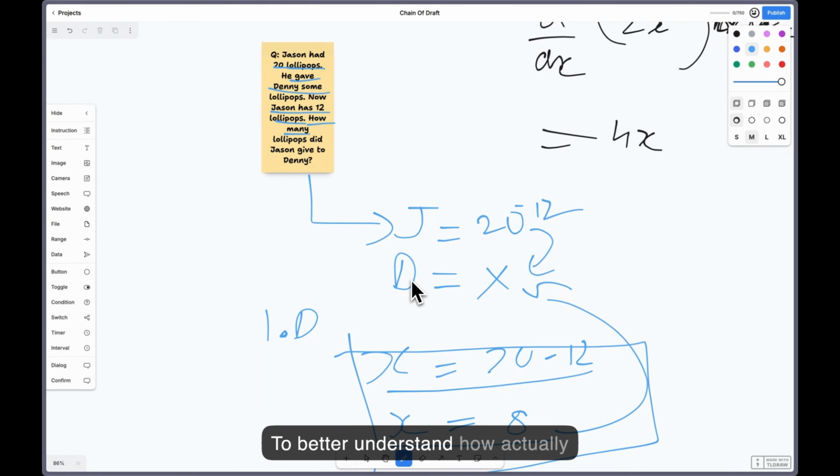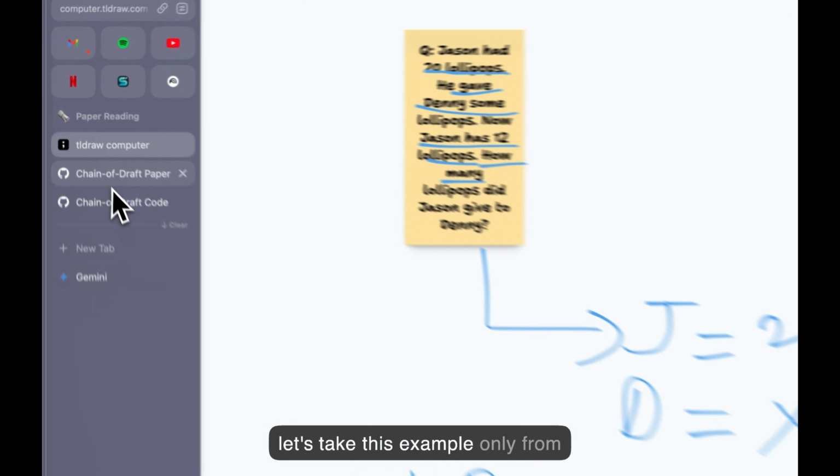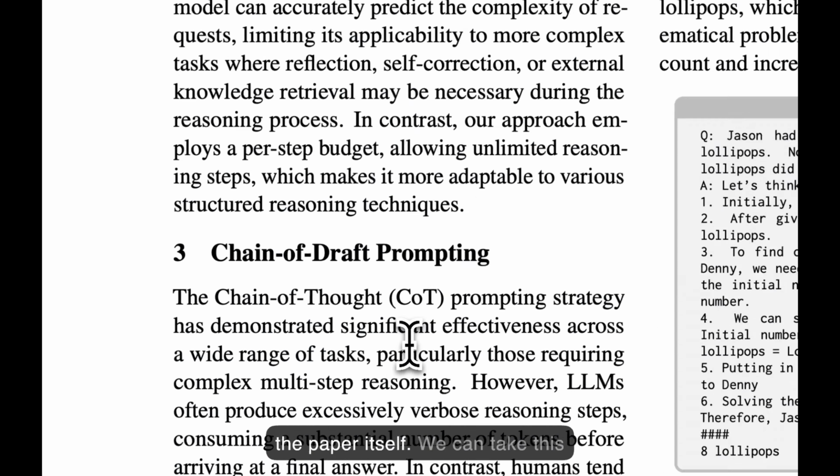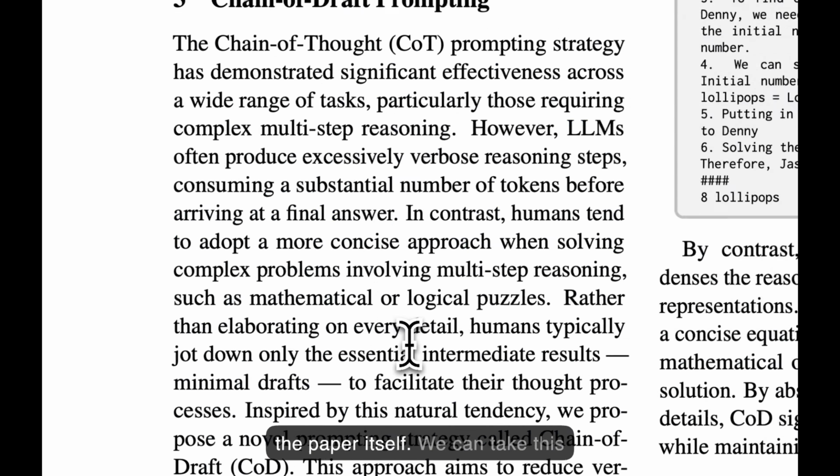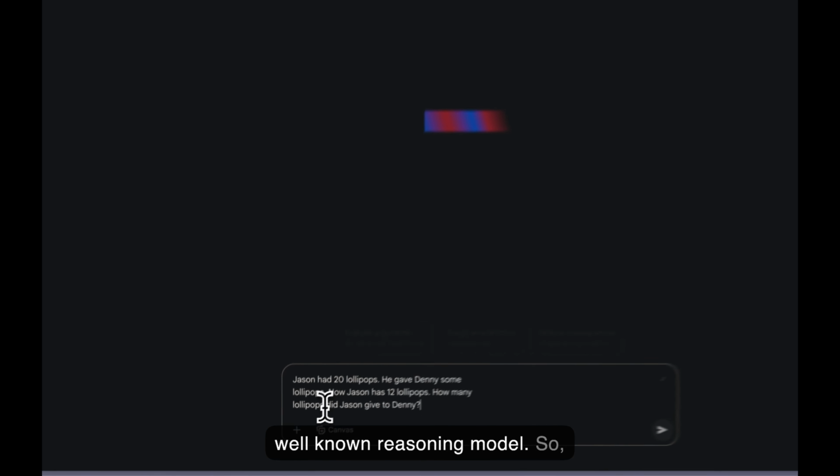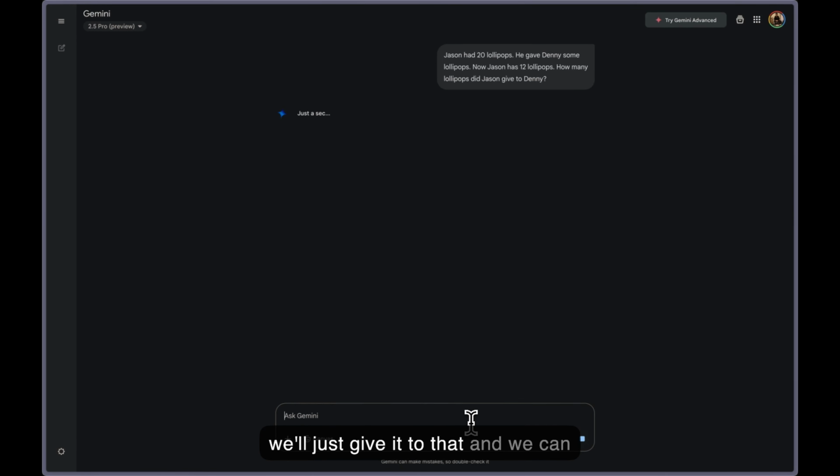To better understand how chain of draft might improve certain reasoning based tasks, we actually have to understand how chain of thought works, right? So let's take this example from the paper itself. We can take this example and we'll give it to Gemini. Gemini 2.5 Pro is a very well-known reasoning model, so we'll just give it to that, and we can see the thinking process over here.